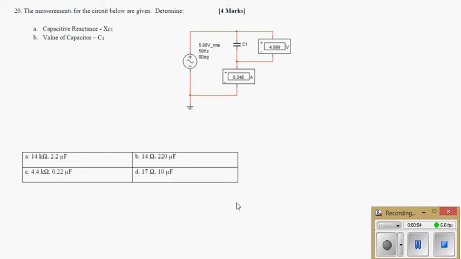Good morning. This is Mock Exam Review 2016-20. This is question number 20 from the mock exam. Let's go through this problem. The measurements for the circuit below are given.